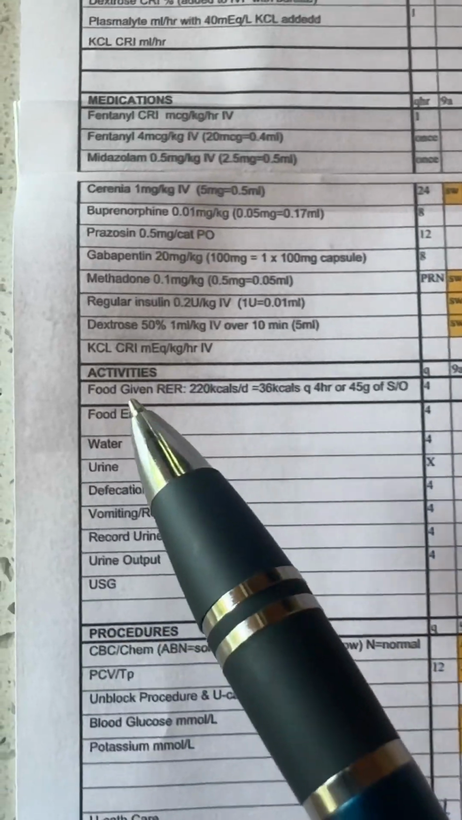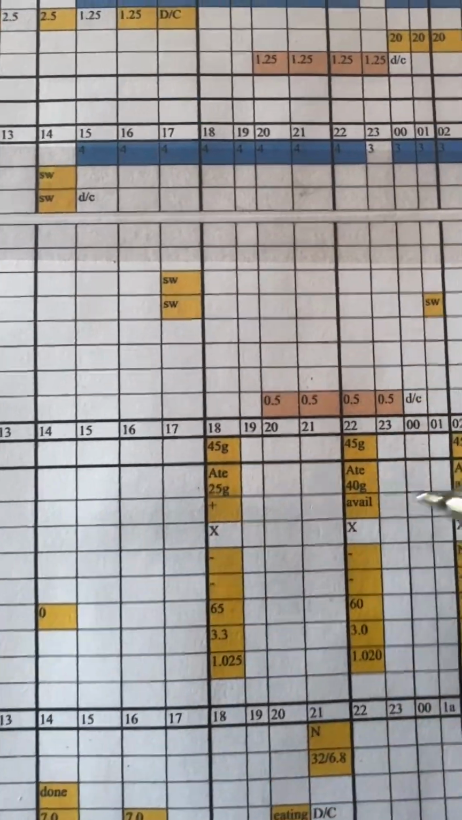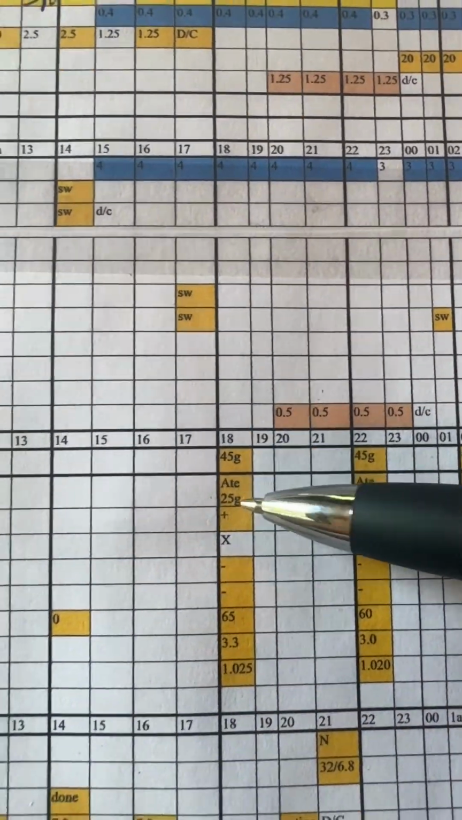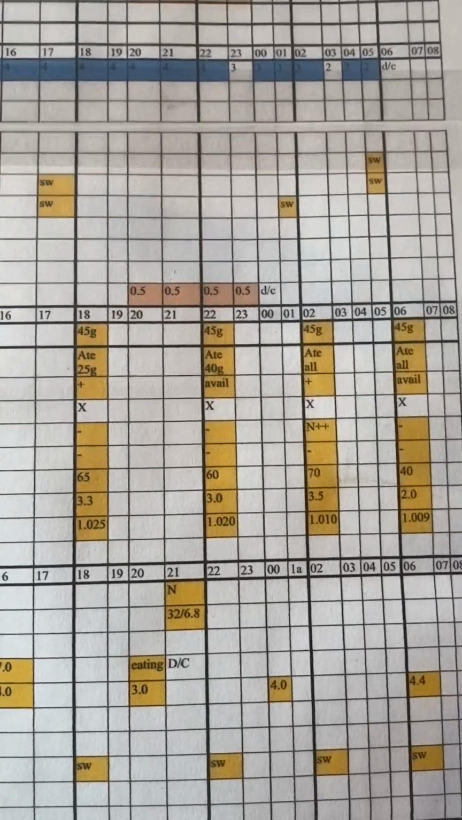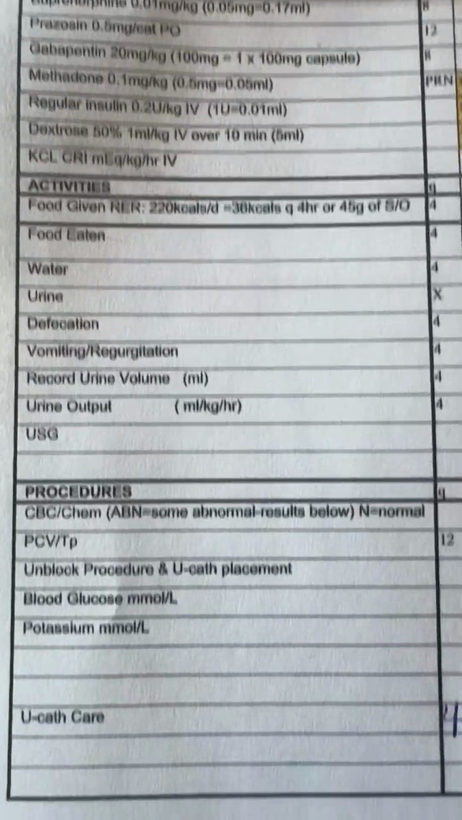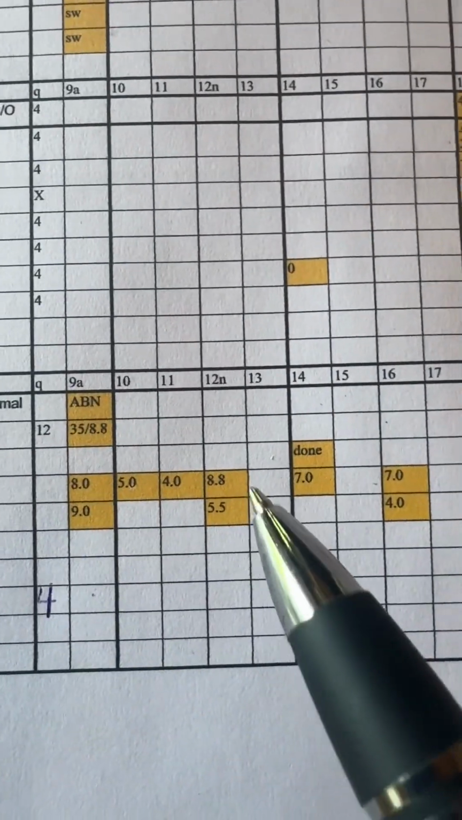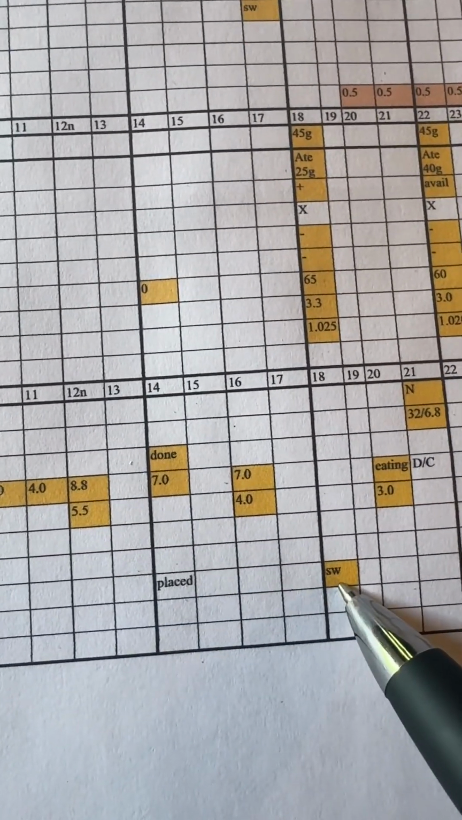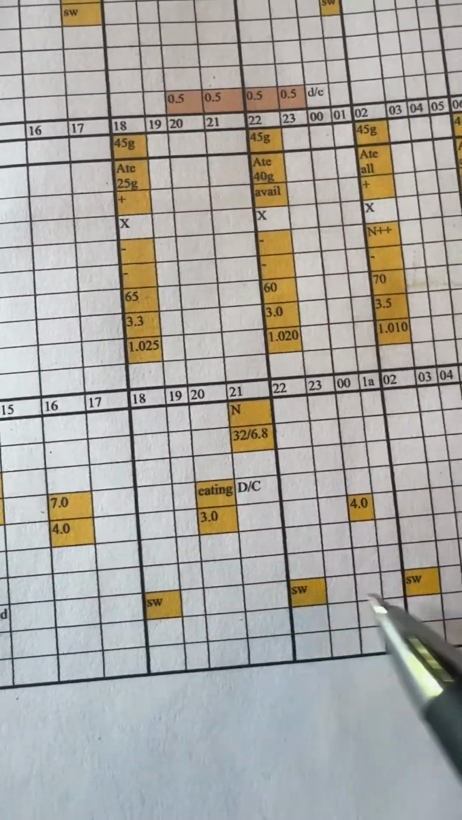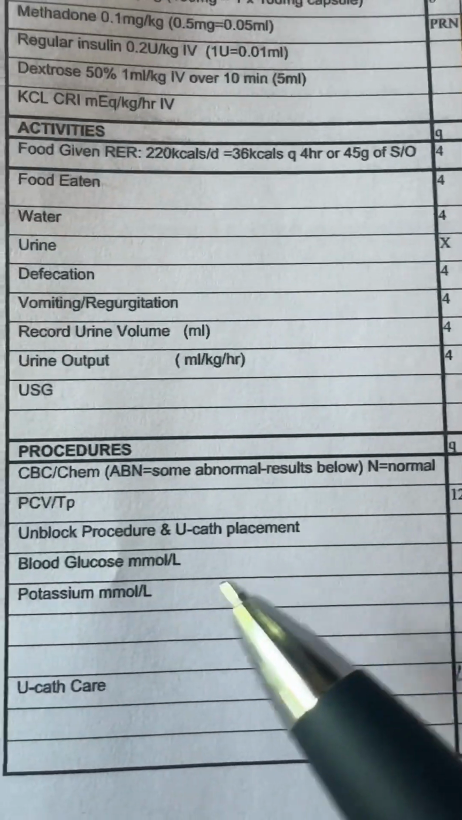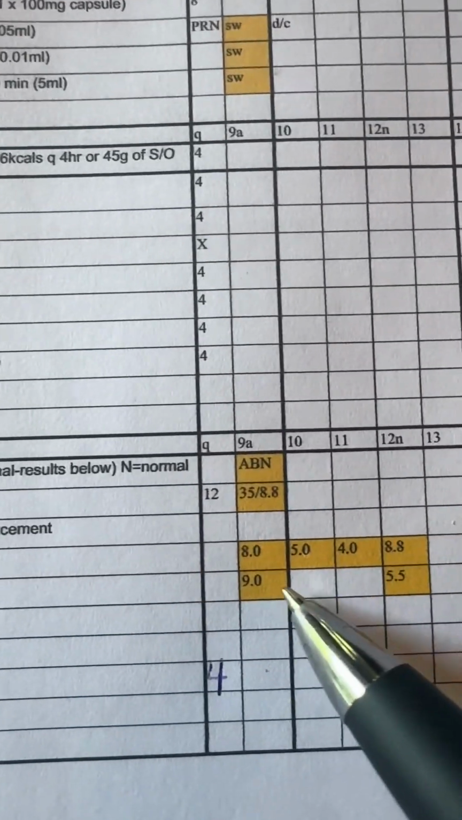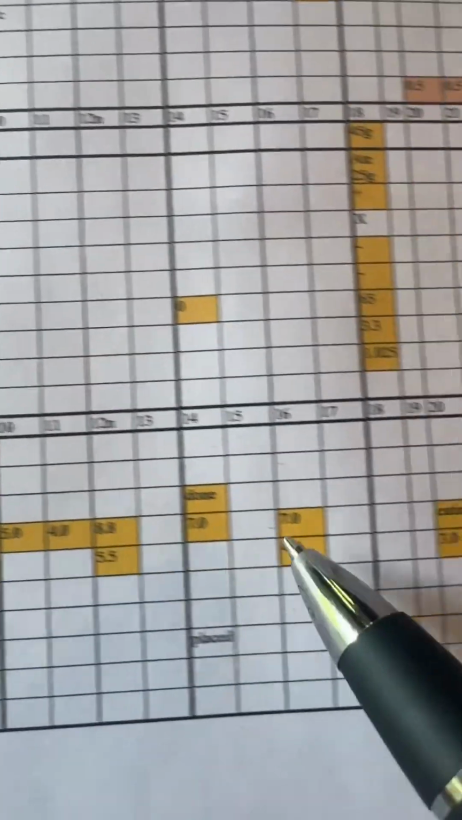And then again, one more time, activities. These are all done, and they can either be whatever you're giving, what they've done, or in some cases it can just be your initials. They're not in this example. And procedures, again, it can just be your initials if you did it abnormal, or putting the actual result here. Here the catheter was placed, so put placed. Here I did urinary catheter care, so my initials are appropriate. And here, potassium in millimoles per liter, putting the actual result is really important.